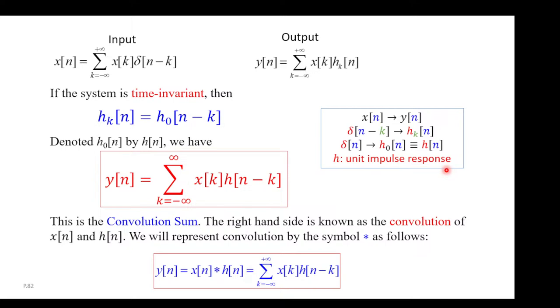If the system is time invariant, then delta of n minus k is the time shift of delta of n by k. So h sub k should just be h sub 0 time shifted by the same k. I should really put it right here: this k is the same as this k, and that's because of time invariance. Let's write this in our time invariant block. Delta of n goes to h sub 0 of n, and if you do a time shift, you get delta of n minus k. Going this way should be the same as going down, so it should be the same as h sub 0 of n minus k.